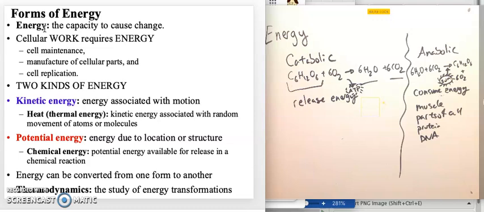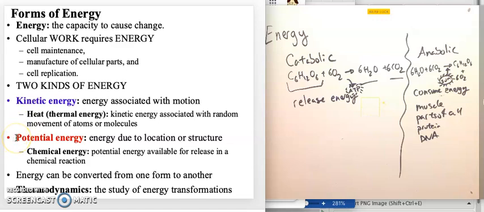Energy is the capacity to cause change. So doing any kind of work requires a source of energy, whether it's just maintaining the cell's structures, moving things around, or replicating cells. It takes a form of energy. And there are two basic kinds of energy. Kinetic energy is energy associated with motion. So we typically think of, in physics, the example of the ball rolling down the hill as kinetic energy. In biology, the relevant form of kinetic energy is heat energy or thermal energy, the energy associated with the motion of atoms or molecules bouncing around.